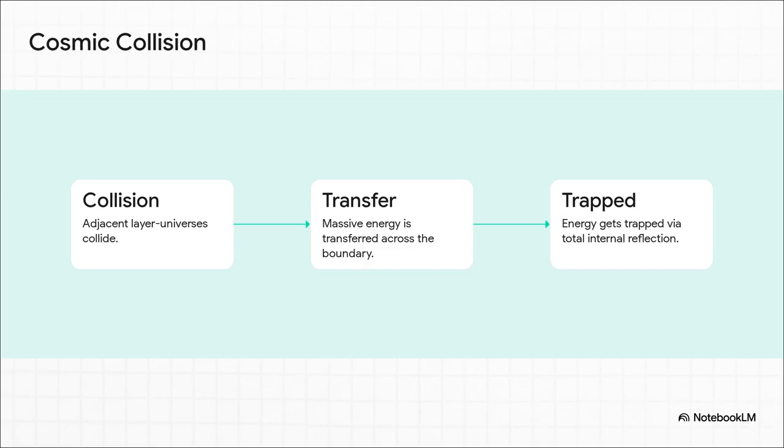Let's break down the Big Bang epoch in this model. First, the adjacent layers collide. Bam! Second, a massive transfer of energy occurs across the boundary. And third, which is absolutely crucial, this energy gets perfectly trapped in our layer. How does that happen? It's exactly like when you're underwater in a pool, looking up at the surface. Beyond a certain angle, you don't see out, you just see a reflection of the pool bottom. That is total internal reflection. In FST, energy from the outer layer crossed into ours, but because of those sharp refractive boundaries, the energy couldn't escape back out. It became completely, permanently trapped.